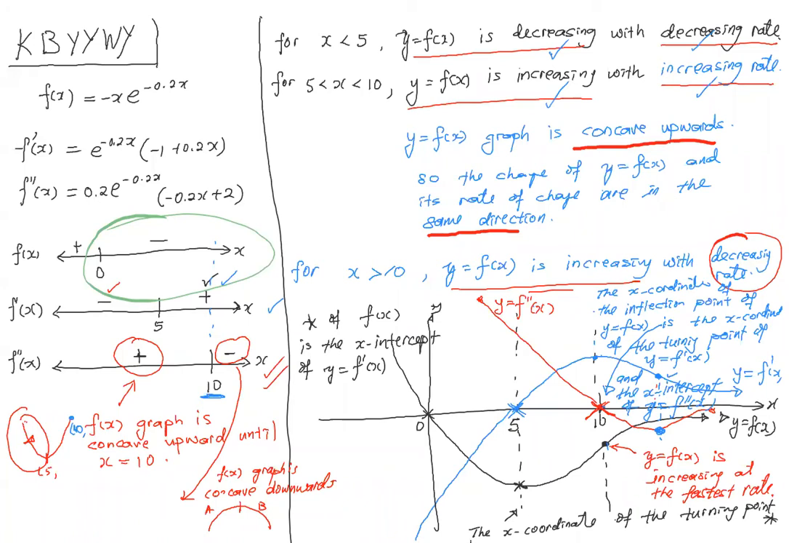It is also based on the inflection point of the f prime x graph. Because it must have an inflection point here. If not, how can it become zero? Okay, let me explain to you from here. Look, for my f prime x graph, it passed through 5. It turned at 10. Am I right? So the f prime x graph goes like that.